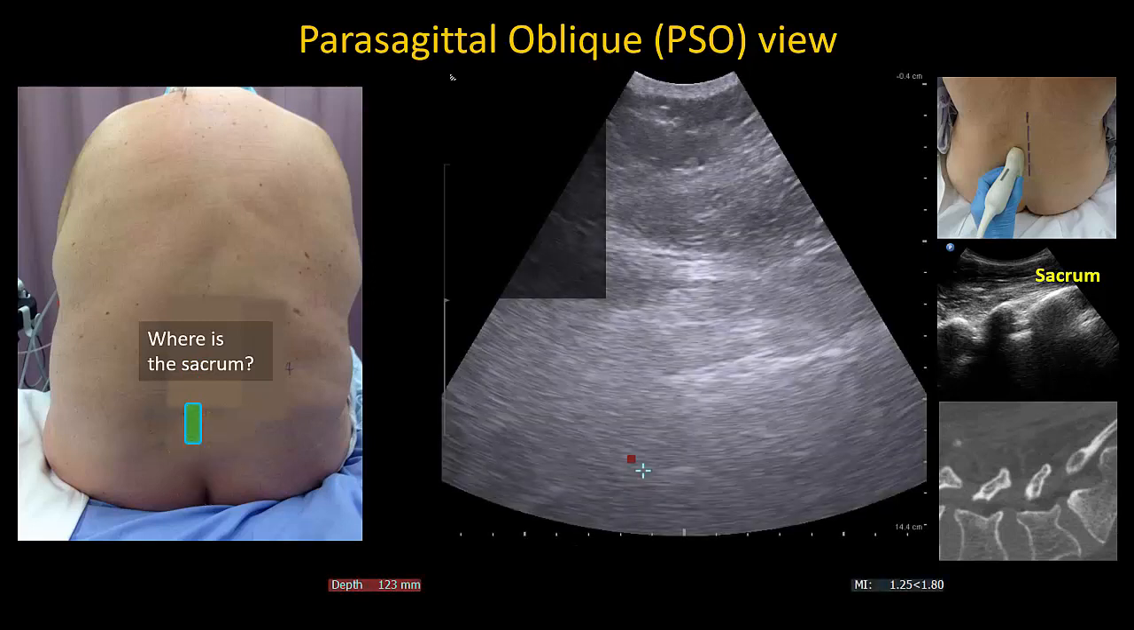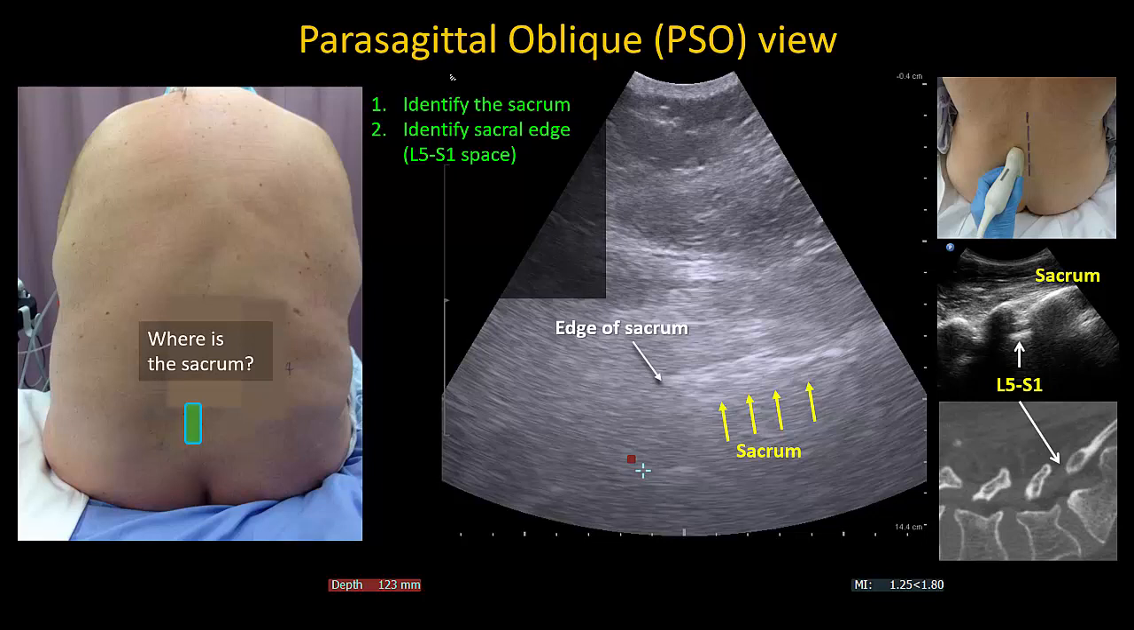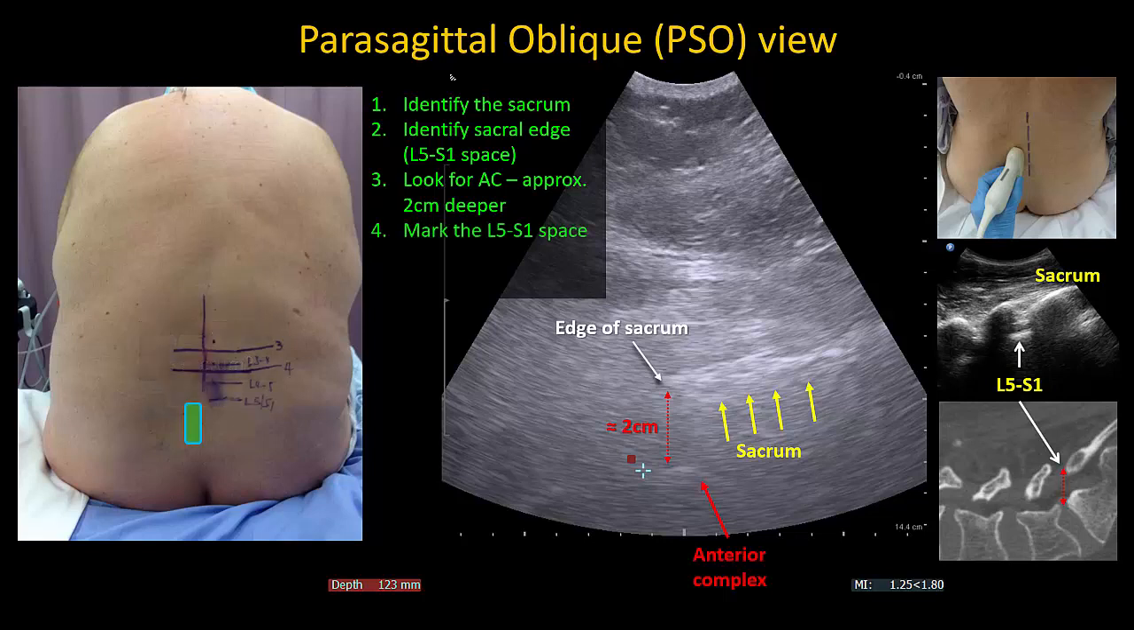This is an example of a parasagittal oblique view in an obese patient. The screen depth is set at 14.4 centimeters. Nevertheless, the sacrum is identifiable as a hyperechoic line. The cranial edge of the sacrum marks the location of the L5-S1 space. The anterior complex in adults is usually visualized approximately 2 cm deep to the sacrum or laminae. The position of the L5-S1 space should be marked.